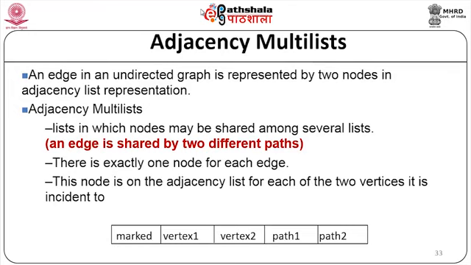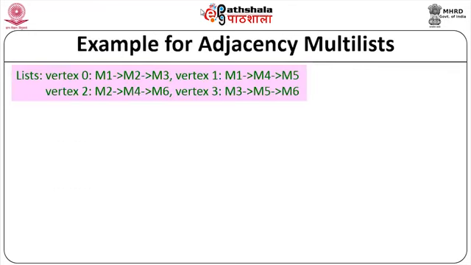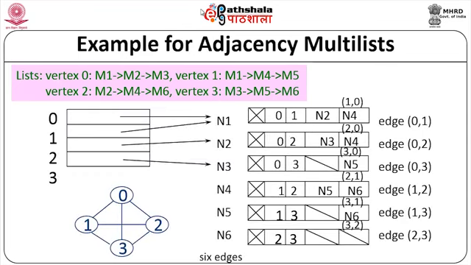So, for example, marked vertex 1, vertex 2, path 1, path 2. So here you have an example, you have 4 nodes 0, 1, 2, 3 and each is represented like this 0, 1, n2, n4. Okay. So, it is connected to n2, m4 and 1, 0 is a path that exists and the edge is 0, 1.